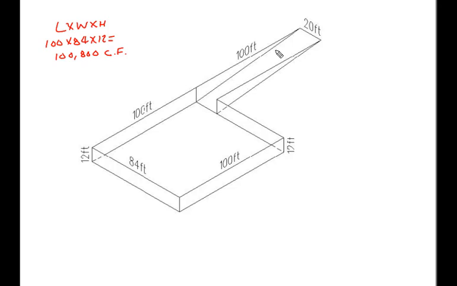Then for the ramp area, it's 100 feet long, and it varies from 12 feet deep here to 0 feet at this point, and it's 20 feet wide. So for this, where it's varying from 12 feet to 0 feet, we can use the average depth of that, which is going to be 12 divided by 2, or 6 feet. So for this area, we can do 100 times 20 times 6.